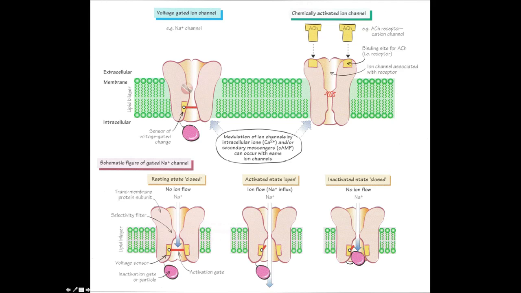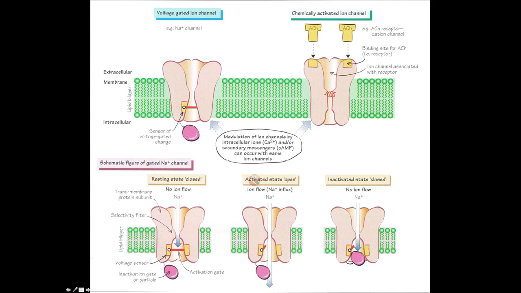We could call this space here where the selectivity filter will be. So here again is your sensor. This in red here will be your activation gate, and this one here will be your inactivation gate. Once the activation gate is across like this, there's no way any sodium ions could pass through. So this is the resting state, when the ion channel is closed. No sodium ions could flow through because the activation gate is across here.